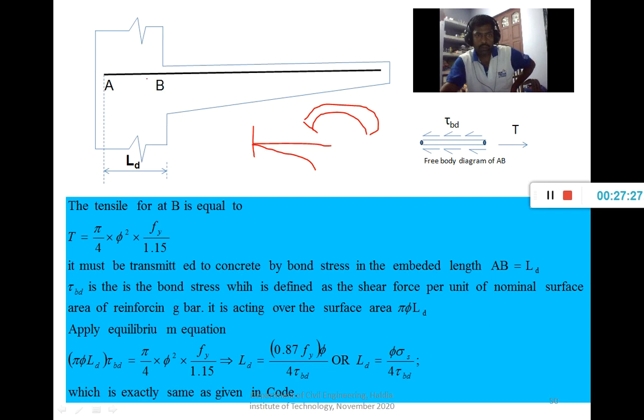This segment AB we have considered, and this diagram is drawn. Here are the tensile forces, and the force is transferred to the concrete through bond. The stress developed in steel is transferred to the surrounding concrete. It is embedded in the concrete, so through bond it will transfer, and the bond strength is tau_bd.